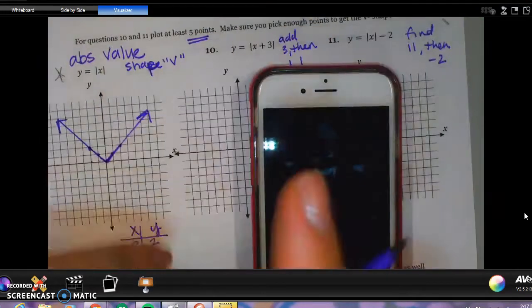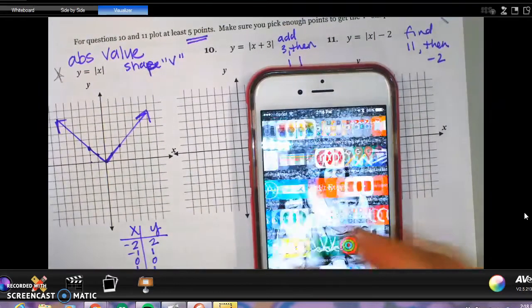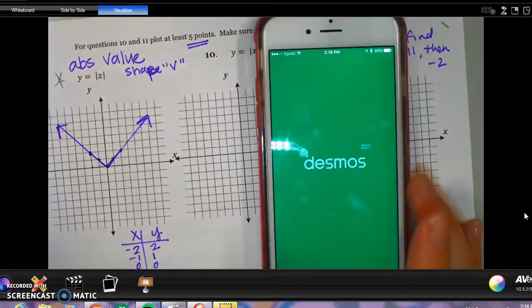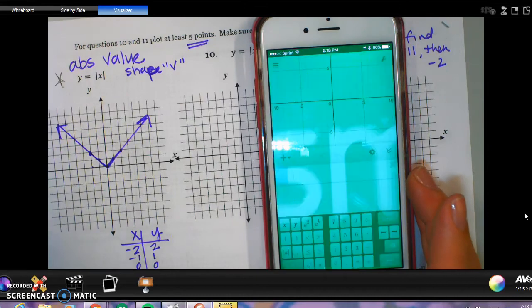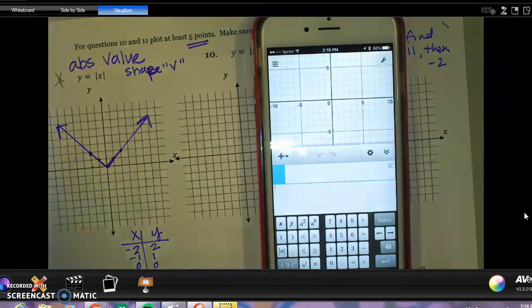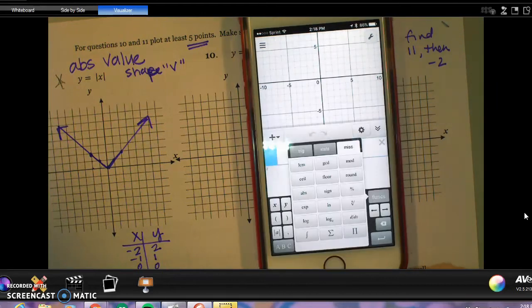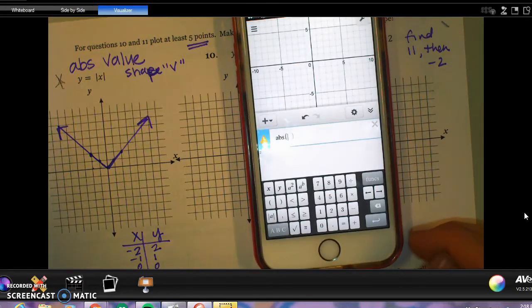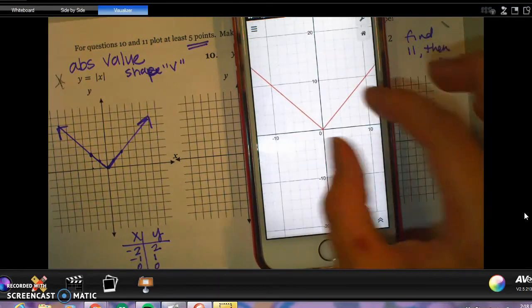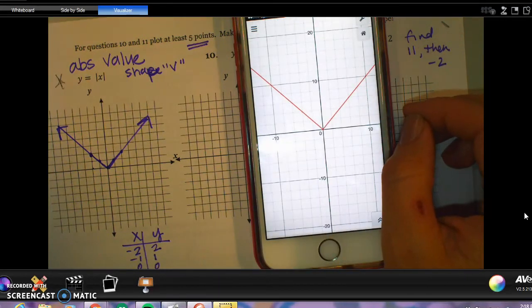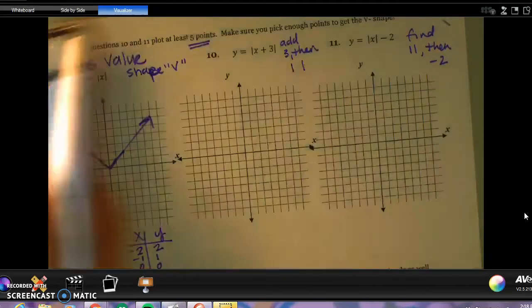If you guys have Desmos on your phone, you can do this on Desmos to double check your work. You won't always have decimals, but the command for absolute value, I believe, is in the functions. And then under miscellaneous, ABS means absolute value. And you could just put absolute value of X, and you will see you get a nice graph there that looks like a V. So this is one way to check this one on Desmos.